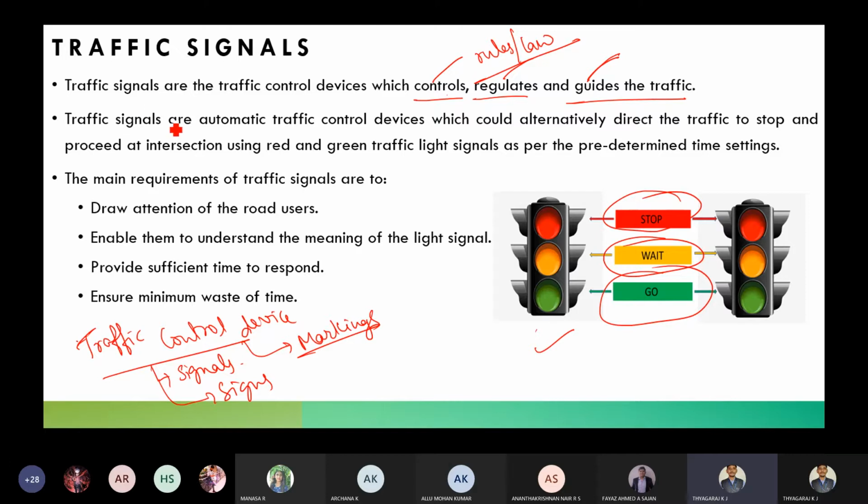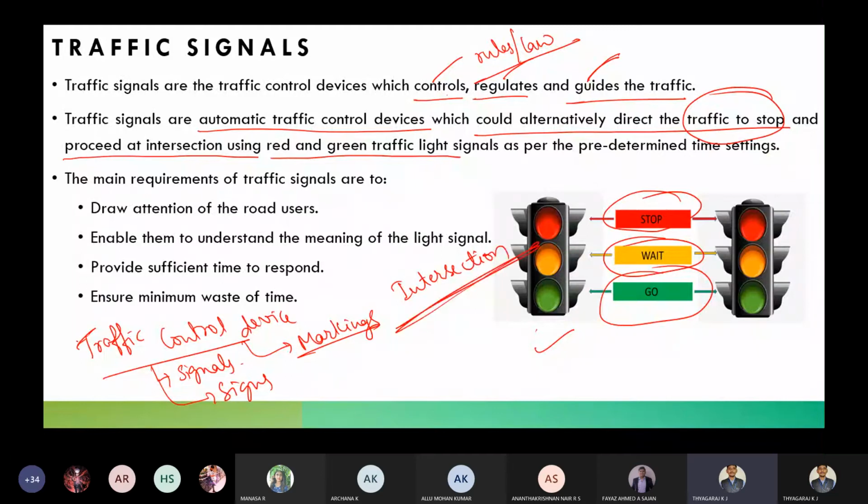So traffic signals are automatic control devices which alternately direct the traffic to stop and proceed at an intersection using red and green traffic lights. Remember, traffic signals are automatic control devices which make the traffic stop and proceed at the intersection. Usually these traffic signals are provided at intersections.